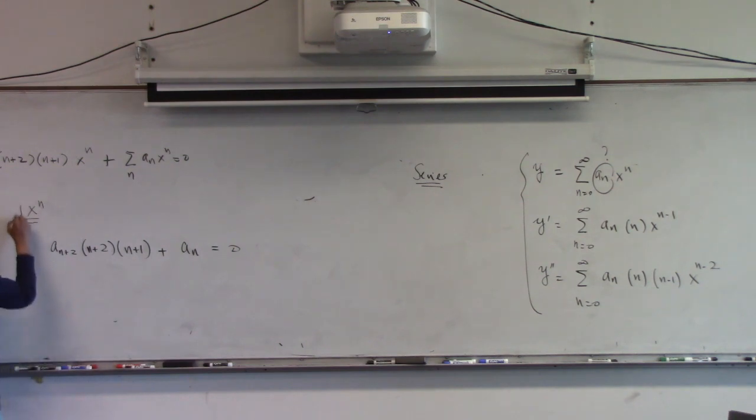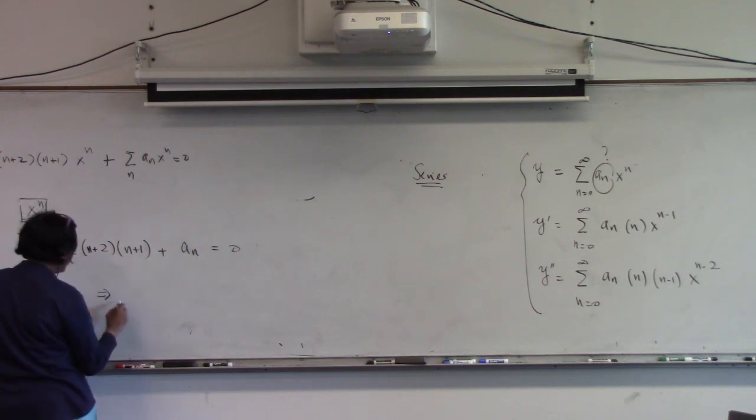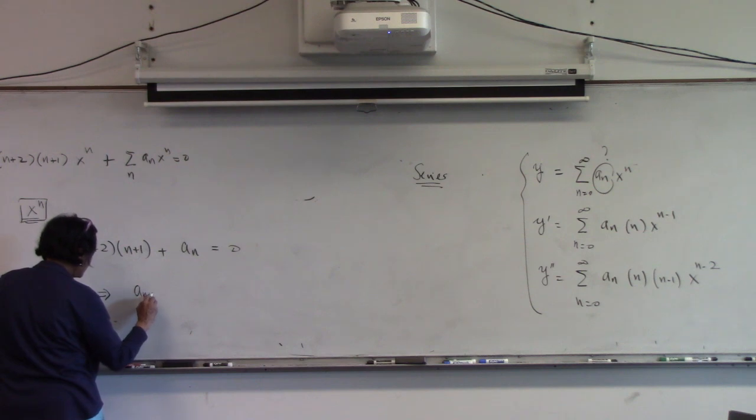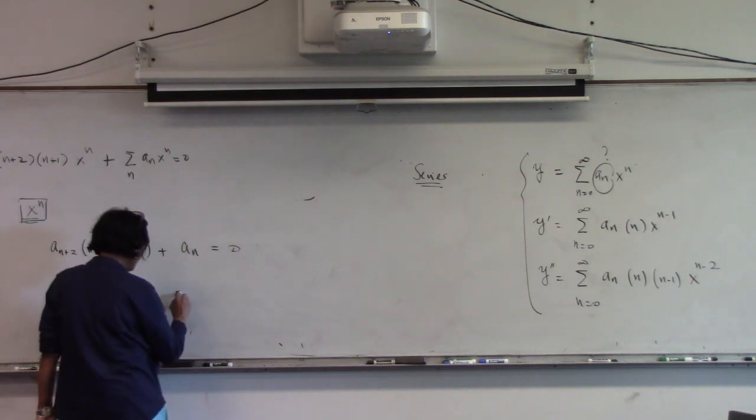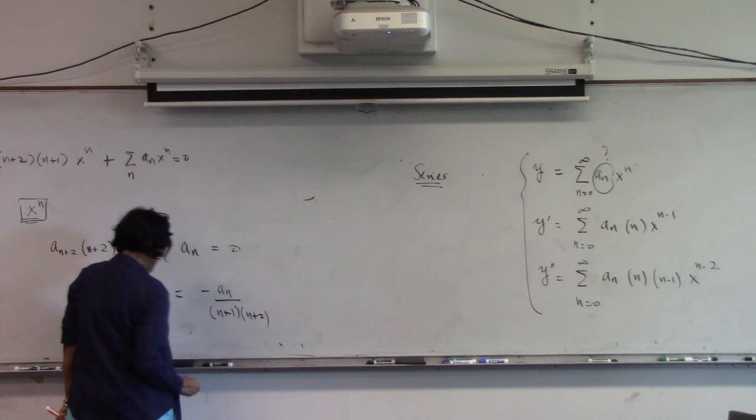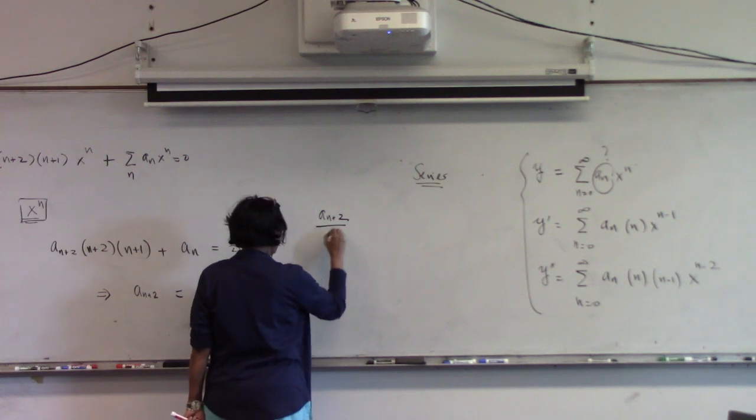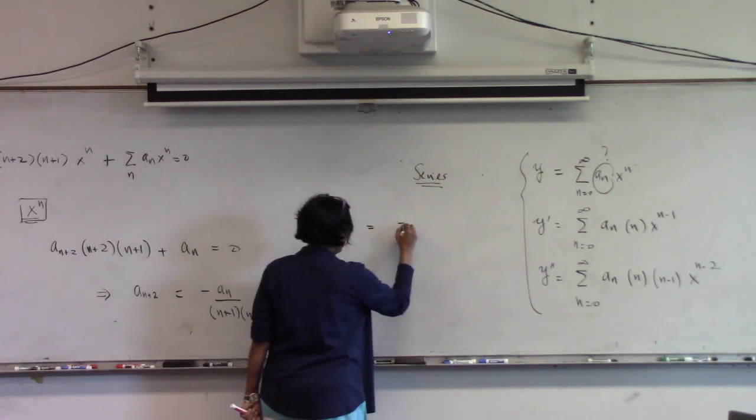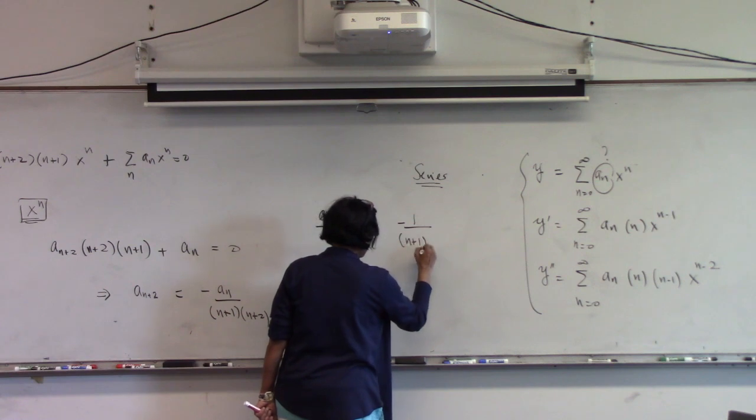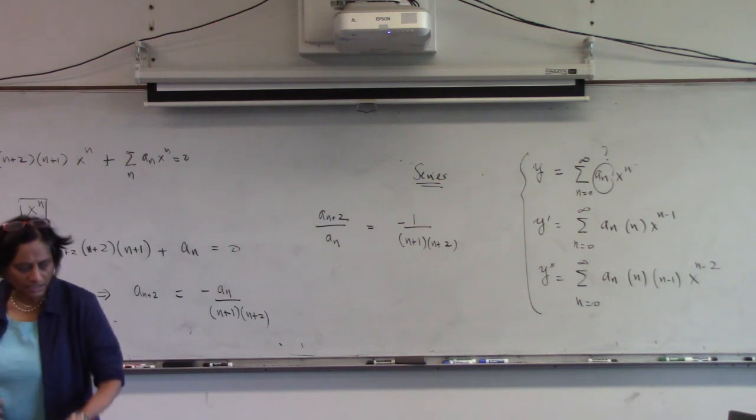For the coefficient of x to the power n, that condition has to be satisfied. So that implies a_(n+2) is nothing but negative a_n over (n+1) times (n+2), or a_(n+2) over a_n is nothing but negative of 1 over (n+1) times (n+2). Okay, so this is called a recursion relationship.